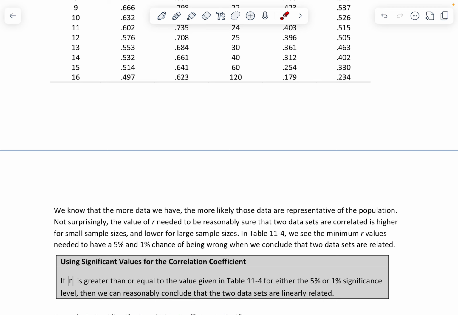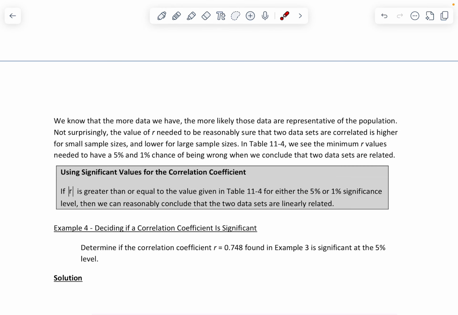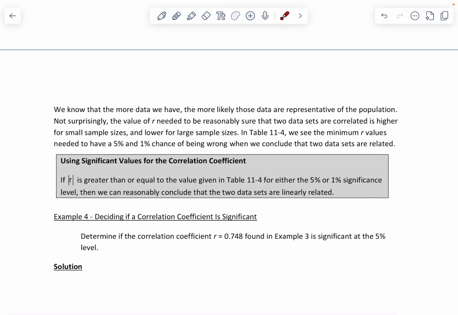So if the absolute value of R is greater than or equal to the value given in Table 11.4 for either the 5% or 1% significance level, then we can reasonably conclude that the two data sets are linearly related. Okay, example 4. Determine if the correlation coefficient R equals 0.748, found in example 3, is significant at the 5% level.